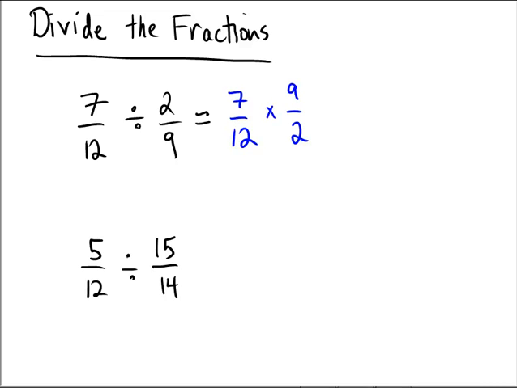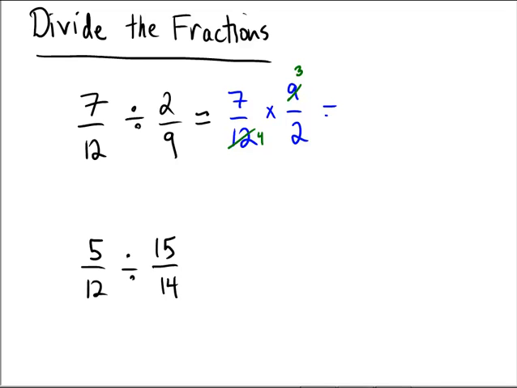Now, before we multiply across, let's see if there's any simplification that we can perform here. Between 9 and 12, 3 goes in. 9 divided by 3 is 3. 12 divided by 3 is 4. On the top is 7, bottom is 2, so nothing else reduces here.